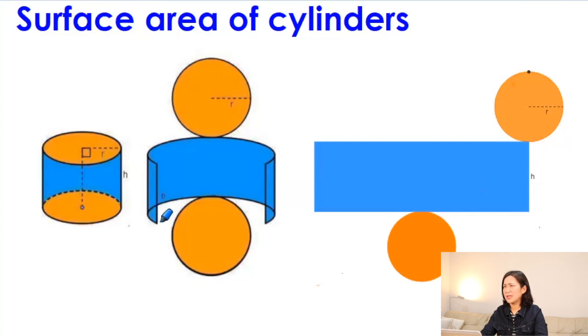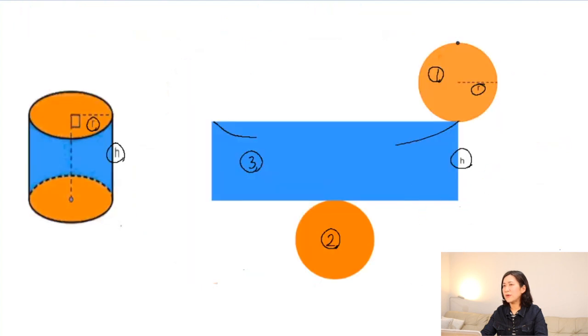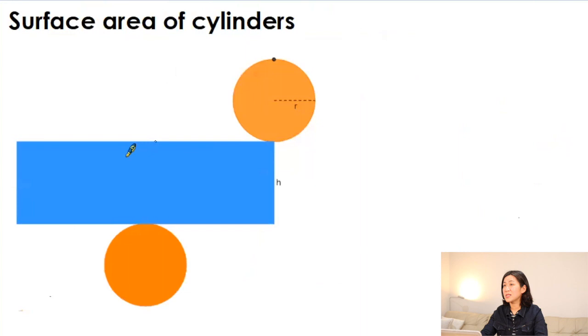What did you notice? Yes, have a look at this one. The length of the rectangle goes all around the circle, right? It's all around the base. That's why we can say that the circumference of the circle is the same as the length of the rectangle. We know the circumference of a circle is 2 pi r. So we can say the length of the rectangle is 2 pi r.